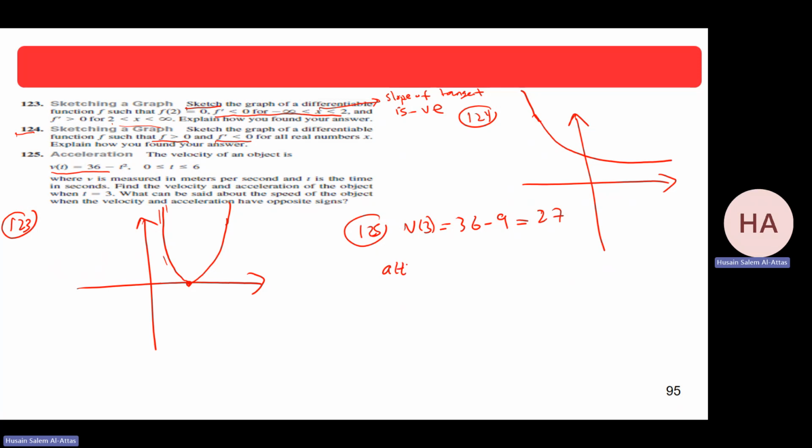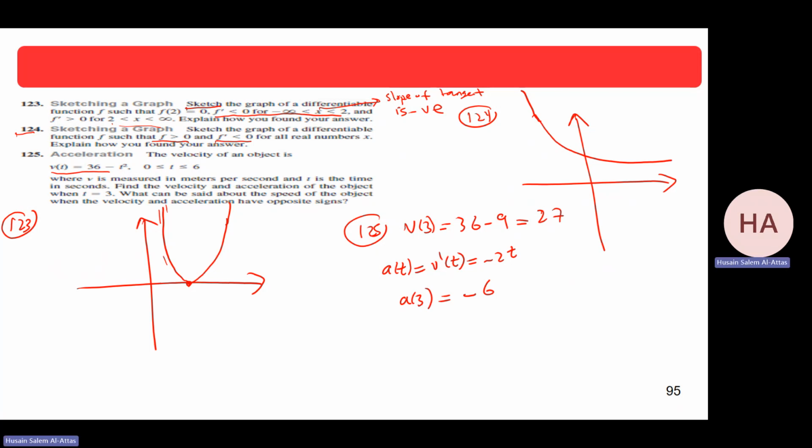A at t is v prime at t, and that will be minus 2t. So it will be a at 3. A at 3 will be minus 6.